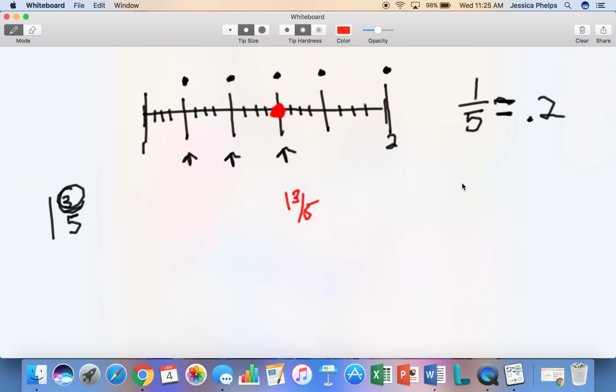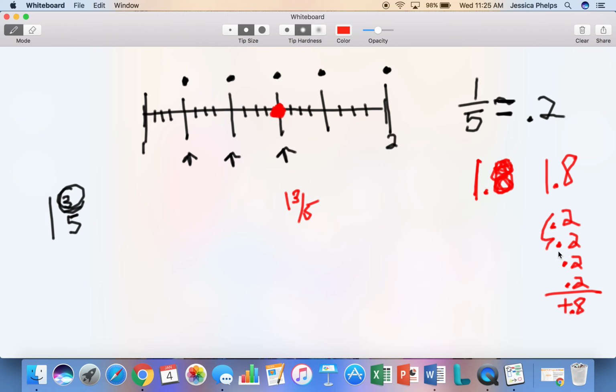If I were to tell you to find 1 and, let's do 0.8, 1.8, sorry, that's an 8. 1.8. Then I would say, well, how many times does 0.2 go into 0.8? So 0.2, 0.2, 0.2, 0.2, that gives you 0.8. And so that means we need to look at the fourth hash mark because there's 4 0.2s that go into it. So we count 1, 2, 3, 4.